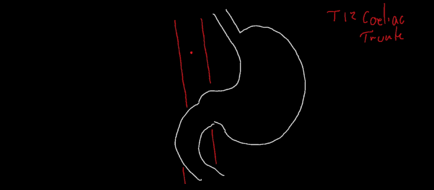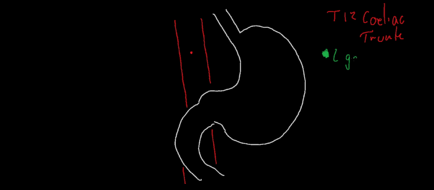And I'm going to denote them, each of them, in a different colour so that you can clearly see where each of them traverse and where each of them anastomose with one another. And so the first branch, which we'll denote in green, is the left gastric artery.